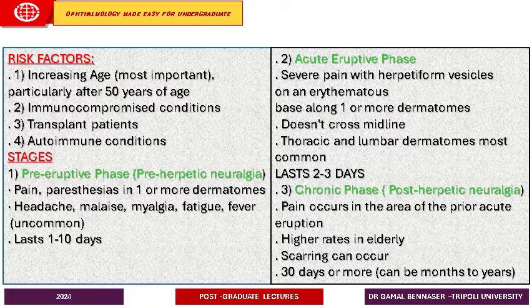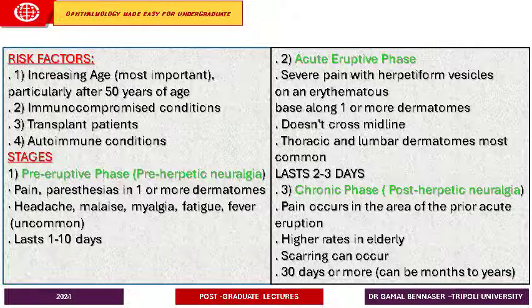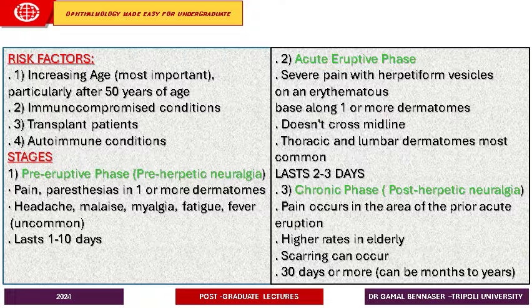The stages of skin involvement are confined to three stages. First is the pre-eruptive stage, which is the pre-herpetic neuralgia, characterized by pain, paresthesia along the dermatome, and headache, malaise, and myalgia. As far as the dermatome, commonly it respects the midline and involves a single dermatome. However, in some rare presentations there is multi-dermatomal involvement, or disseminated herpes zoster can involve more than one dermatome.